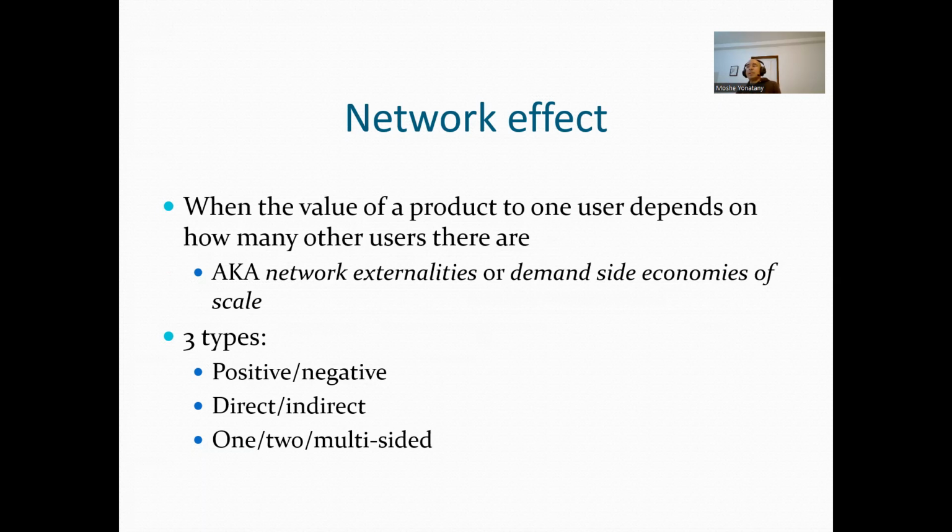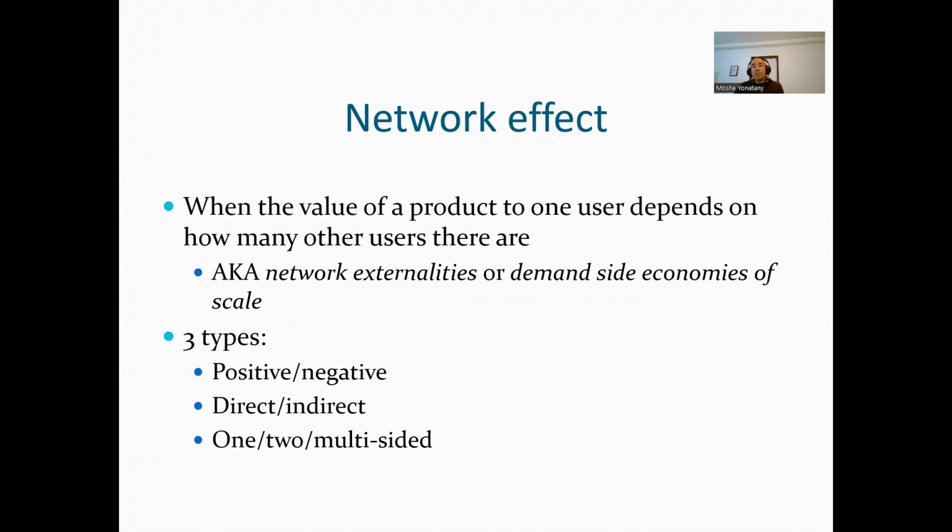And network effects can be one-sided, like on the telephone, one person to talk to the other, or two-sided. So let's say in Get Taxi, it's a two-sided network effect because we have two different audiences, two different markets. On one hand, we have the taxi drivers. On the other hand, we have the passengers. That's why it's a two-sided network effect.